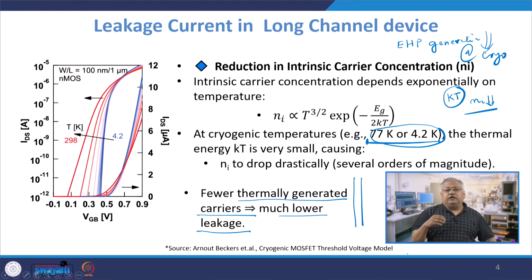Not only will the generation be small, there will also be a case where the recombination is reduced to a drastically low value. But one thing is for sure, that at cryo your leakage currents will be very small as compared to large channel lengths at room temperature. So, this was the basic idea behind the leakage current in a long channel device.